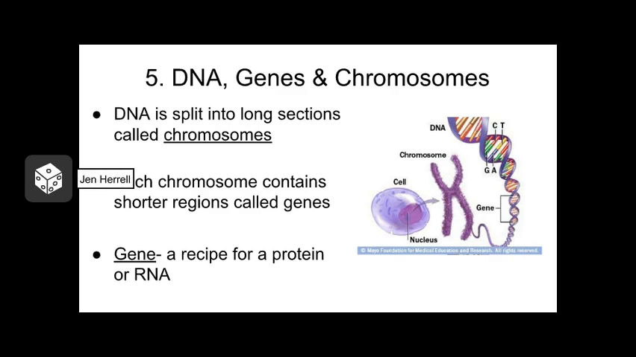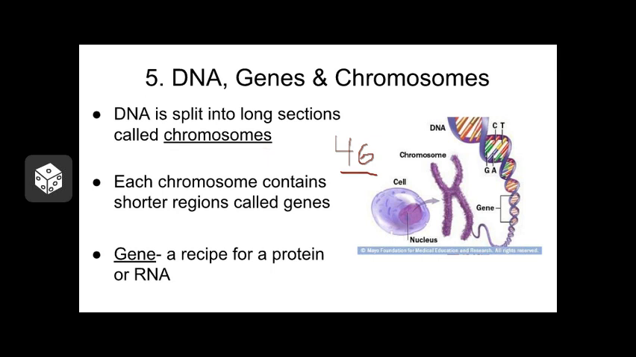Finally, we need to discuss how DNA is stored inside your cells. Just to remind you, your DNA is split into these long sections called chromosomes. So a chromosome is just a long piece of DNA. If I were to look inside a nucleus of one of your body cells, I would find 46 of these chromosomes. 46 is the magic number for human beings.